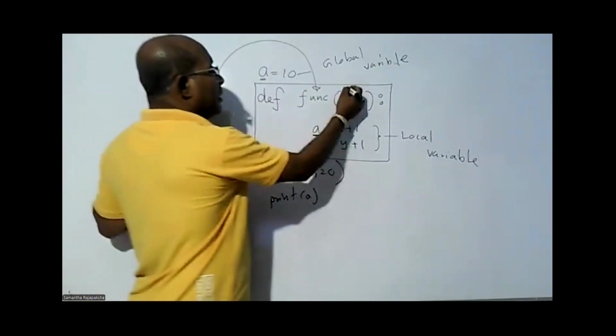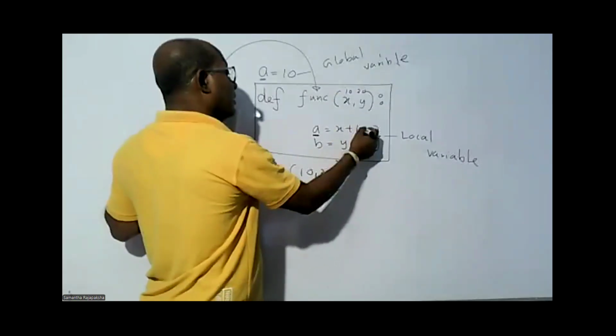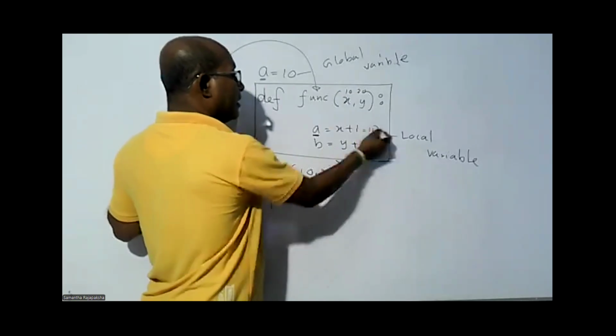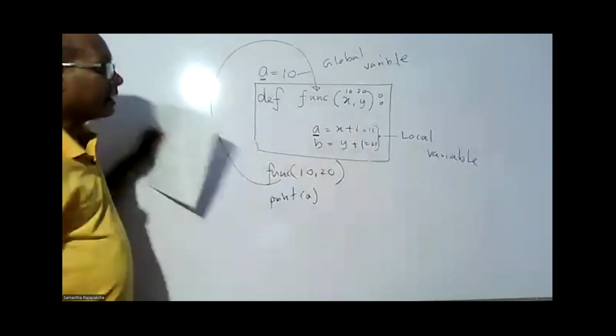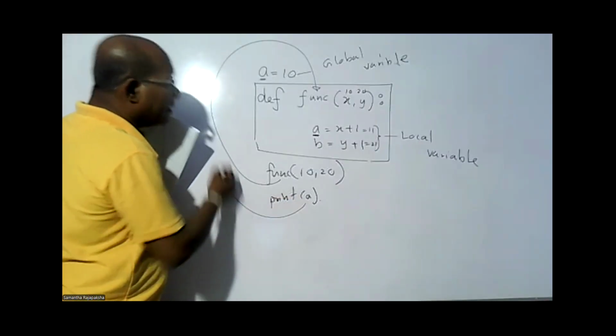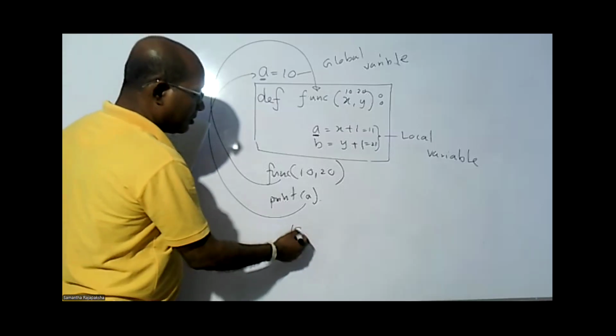And 10 and 20 will be mapped here. And then you do the addition here, 10 plus 1, 11. So this will be 11. And this one, 20 plus 1 is 21. So then A is 11, B is 21. But remember, this A and that A are totally different. When you say print A, that will print this A, not the other. Therefore, it will print 10. Should be 10.